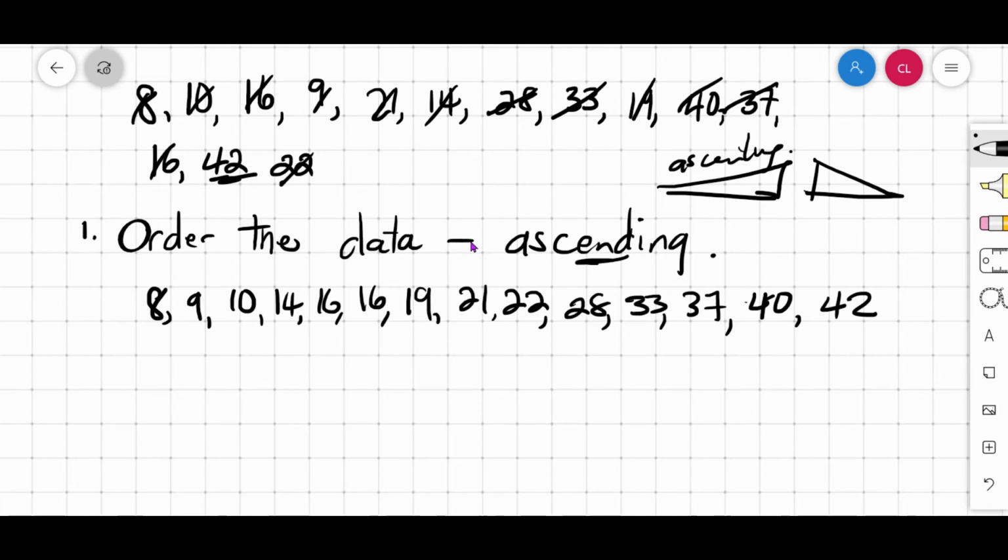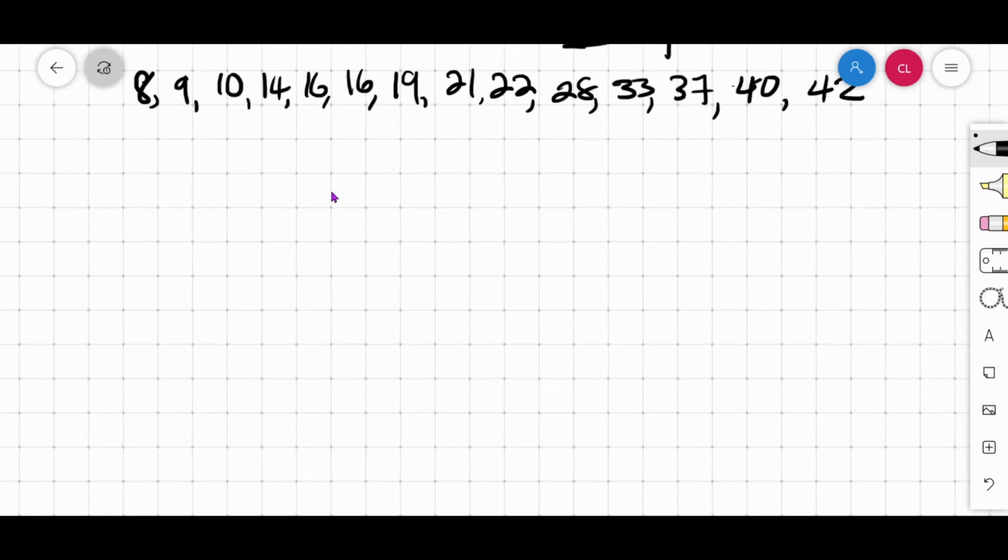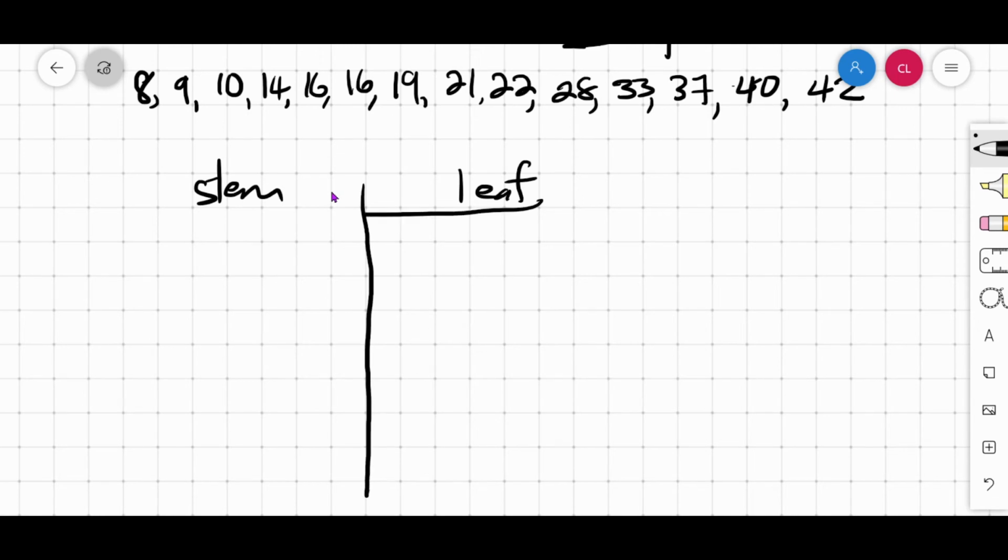So let's now get this into the stem and leaf. Let's make some space. So stem here and the leaf here. Okay, let's see if we can get a nice straight line. So numbers below 10 are 8 and 9. Okay, so we have 0 here, and we have 8, and we have 9.